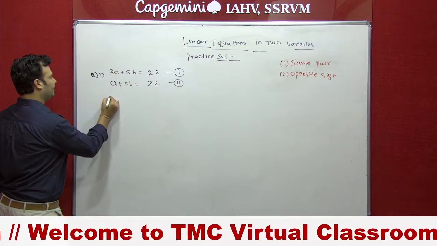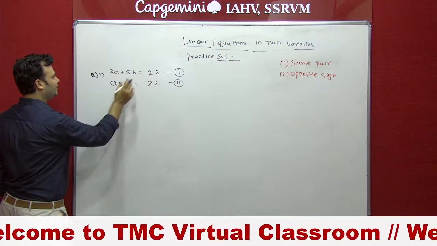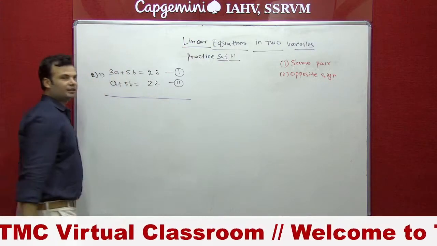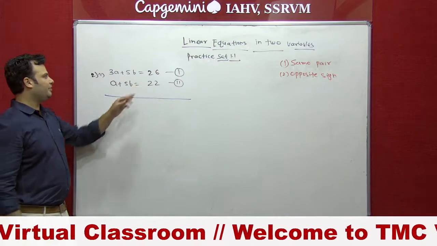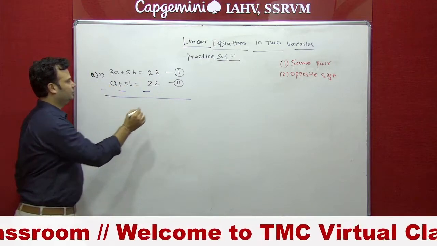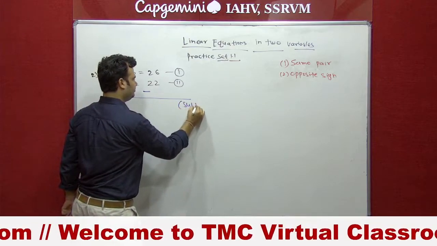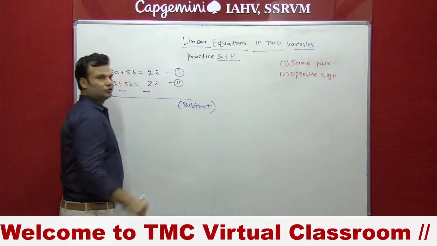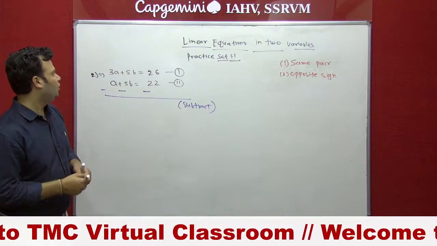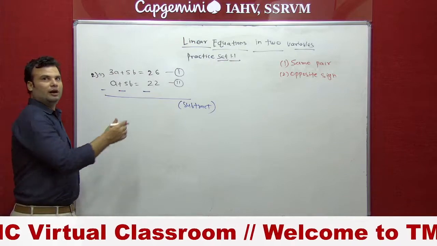What is the equation? That is 3a plus 5b equal to 26, a plus 5b equal to 22. So whenever you subtract, you have to change the sign. It is given plus, so plus becomes minus, plus becomes minus, plus becomes minus. So we can subtract. Now next part, 26 minus 22, the answer is 4.